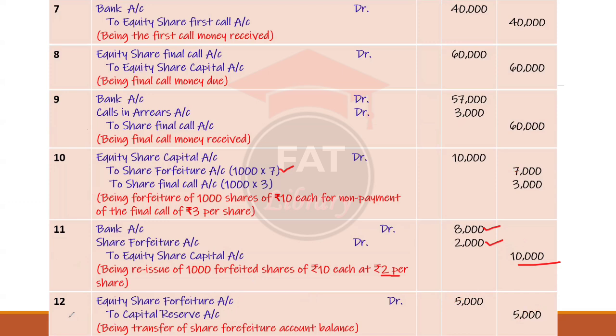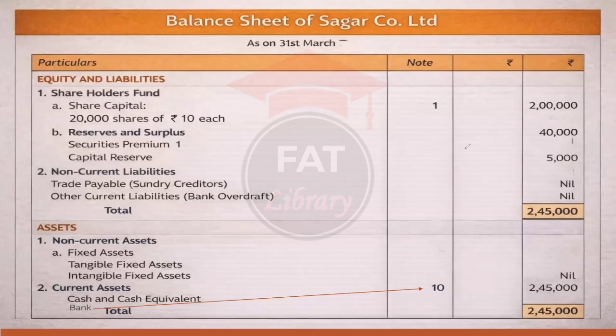Now let us move to the balance sheet. This is a balance sheet. Shareholders' funds we will take. Here in the share capital, they have given 20,000 shares of 10 rupees each. As we know, 20,000 shares they are issuing for 10 rupees each, all 10 rupees they are receiving. So 2 lakh rupees we have. Right. And come to the reserves and surplus account. In the reserves and surplus, we have securities premium. How much are we receiving as securities premium? That is 40,000 rupees. Capital reserve account, at the end we have taken in the last journal entry, 5,000 rupees.